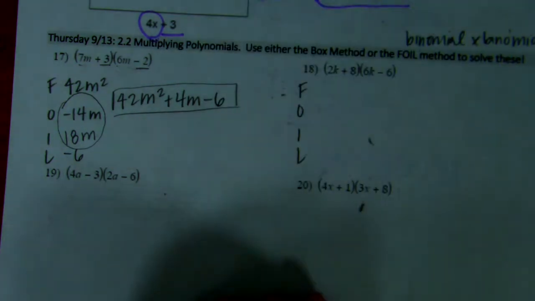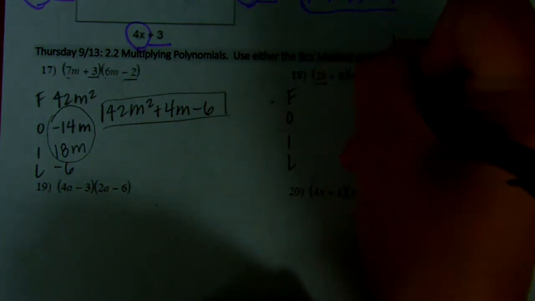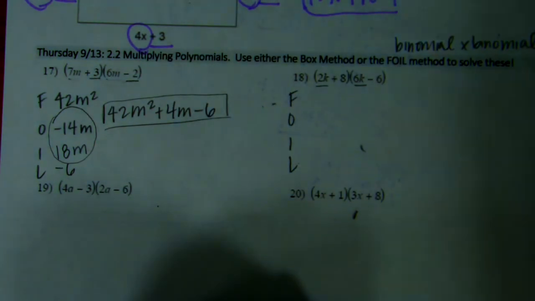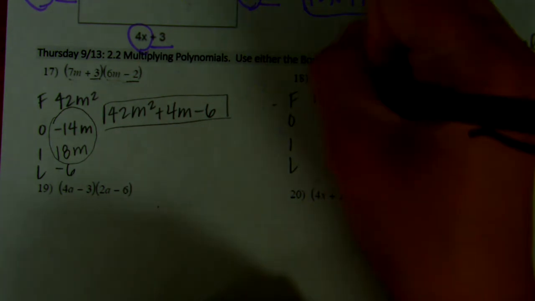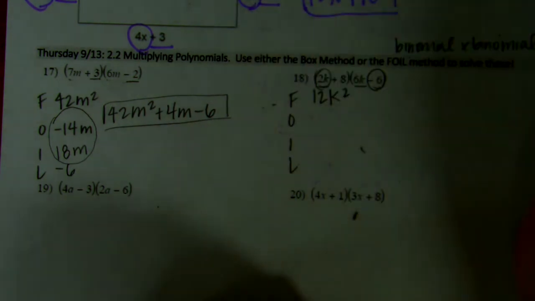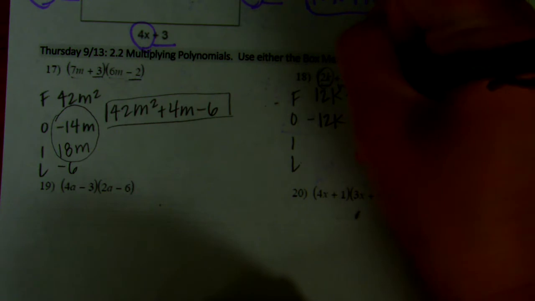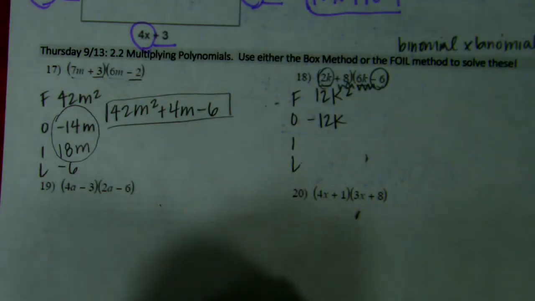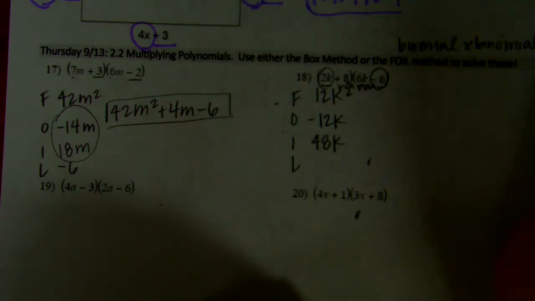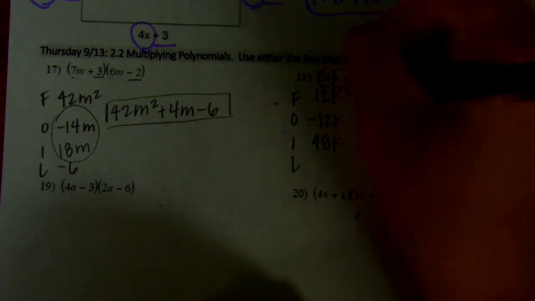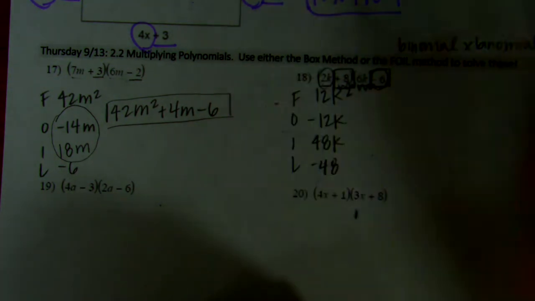FOIL again for number 18. Firsts, 2k times 6k, 12k squared. My outsides, 2k times negative 6, negative 12k. My insides, positive 8 times positive 6k, 48k. And my lasts, positive 8 times negative 6, negative 48.